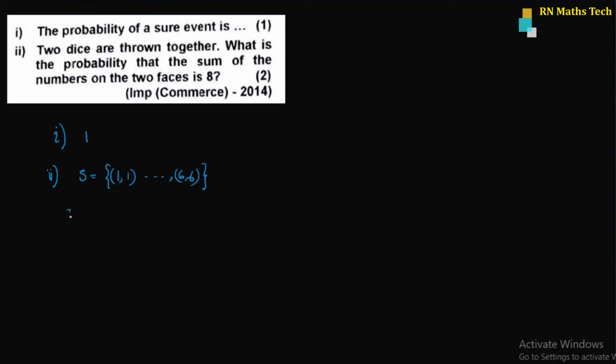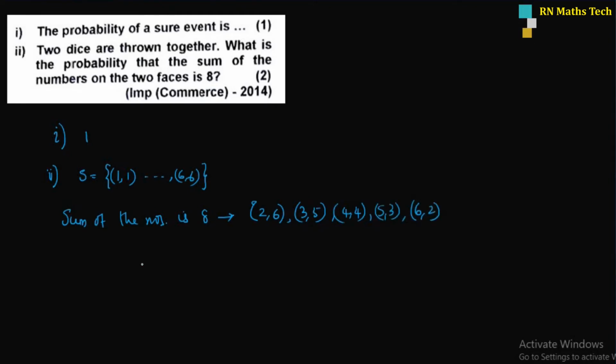Sum is equal to 8 means the elements are, if we start with 1, there is no element. 2 6, then 3 5, then 4 4, then 5 3, and 6 2. That is 5 elements. So P of sum of the numbers is 8 is equal to 5 divided by 36. Favorable outcomes are 5 by 36.